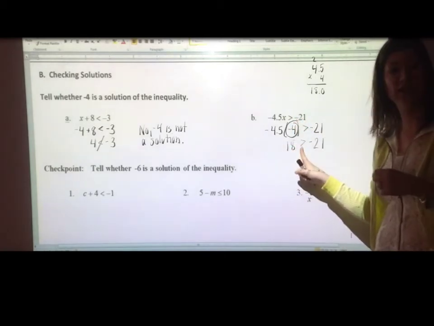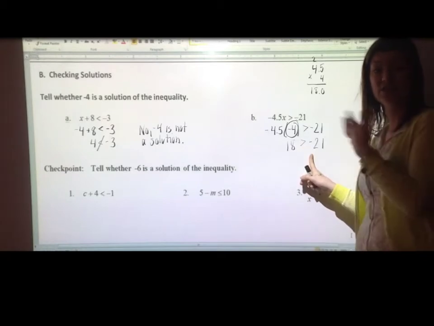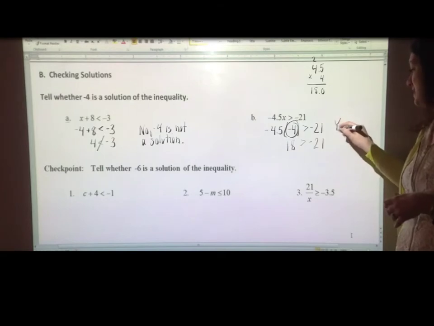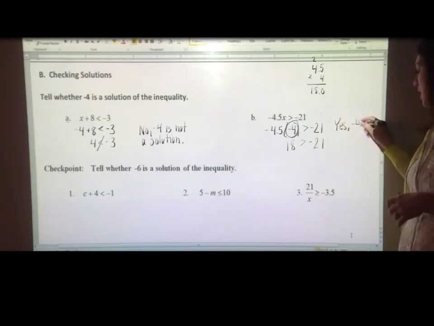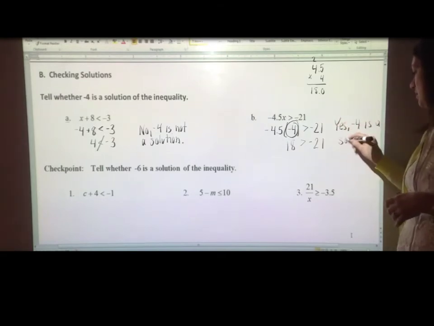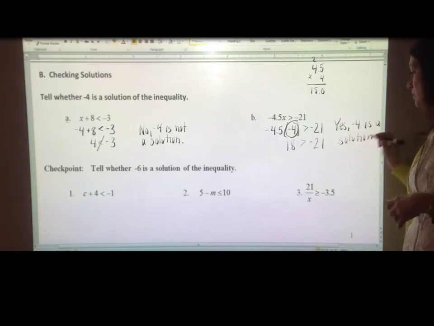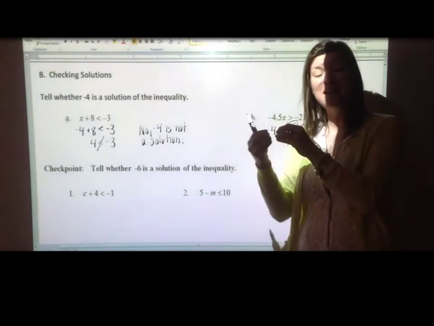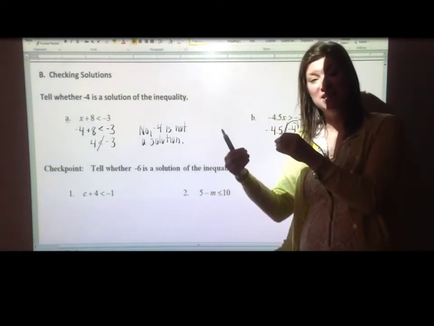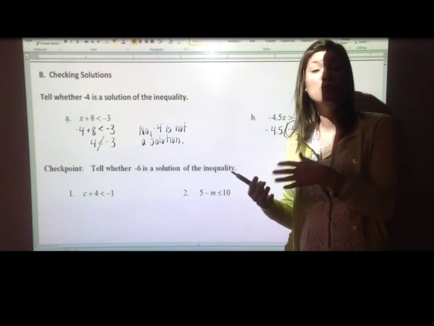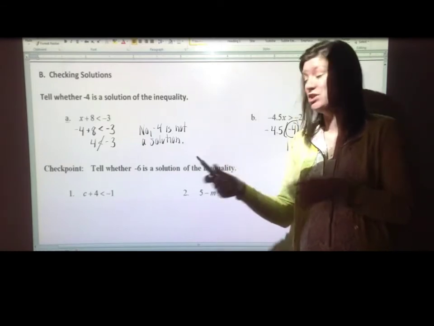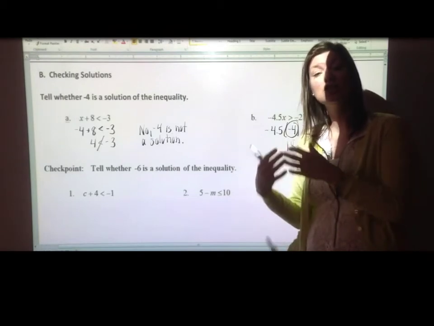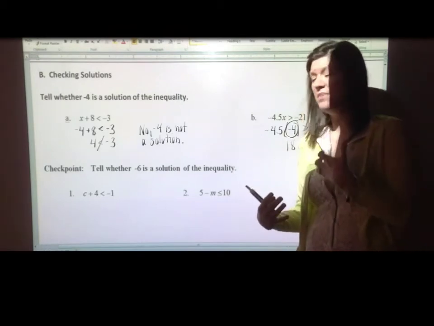Is that true? Did -4 make this inequality true? Is 18 greater than -21? And hopefully you're saying to yourself, yes it is. So since this is true, I can say yes, -4 is a solution for the inequality. That's what I'm checking. Again, I'm checking to make sure that -4 not balances, but satisfies the inequality. You have to move away from the balance idea of an equation in saying, does this solution make the inequality true?